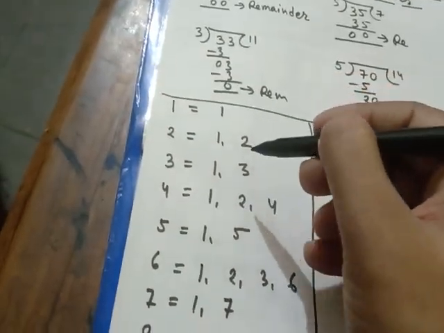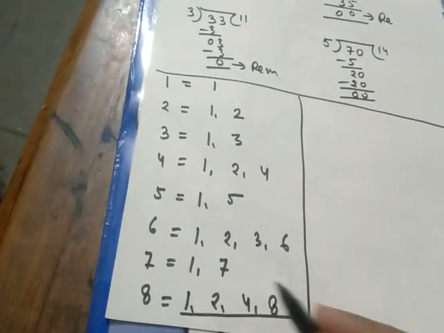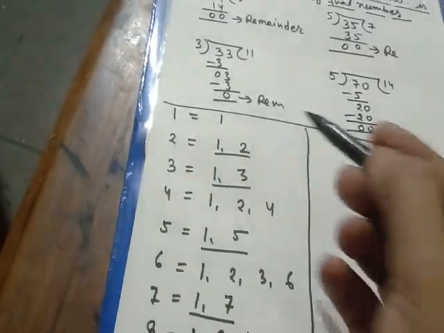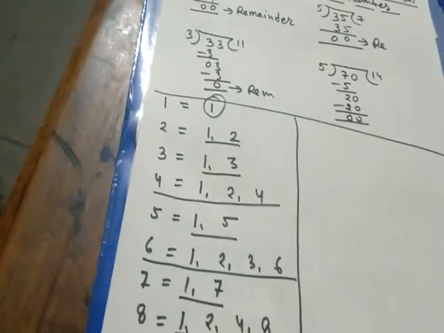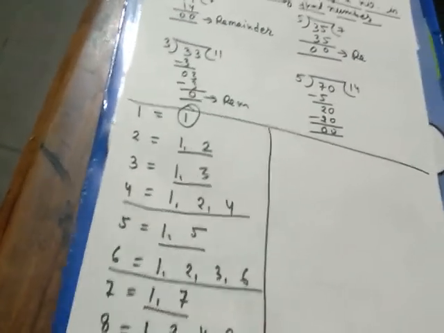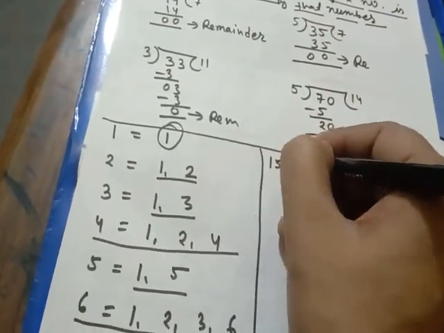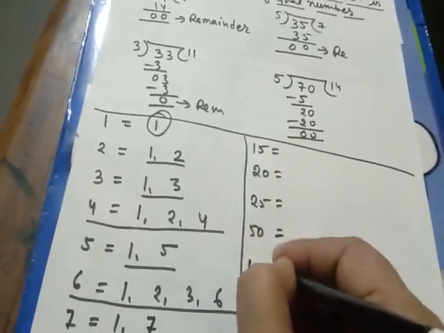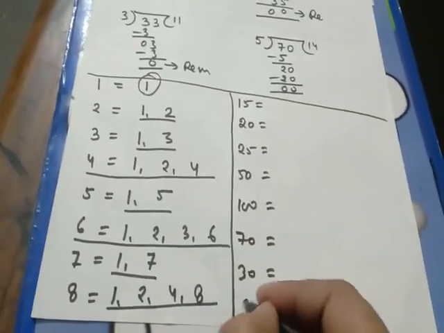So it is clear that some numbers have fewer factors and some have more factors. Suppose that 8 has 4 factors, 7 has only 2, 5 has only 2, 3 has only 2, 1 has only 1 factor, 4 has 3 factors, 6 has 4 factors, like this way. Now taking some more numbers, 15, 20, 25, 50, 100, 70, 30 and 90.